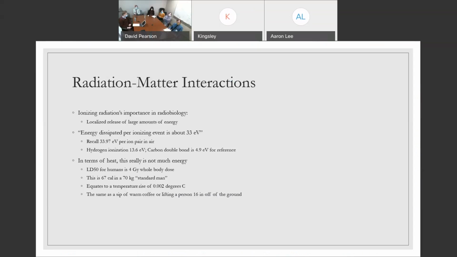So first, some background, radiation matter interactions. Ionizing radiation's importance in radiobiology is focused on the localized release of large amounts of energy to cause these reactive oxygen species and free radicals we've all learned about in radiation biology, that require a certain amount of energy to even be created because an electron needs to be liberated. So these reactive species then interact with the DNA and cause problems, leading to the mitotic cell death that we'll all kind of get through as this presentation goes.